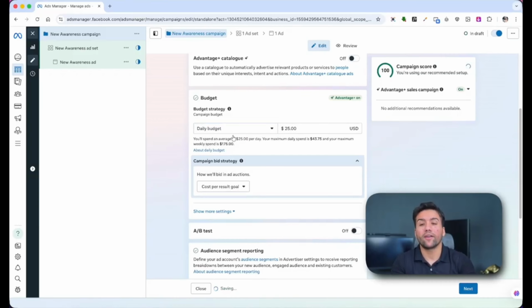So the key takeaway here and what you want to focus on is use daily budget, and this is simpler and more reliable and better for learning as well.